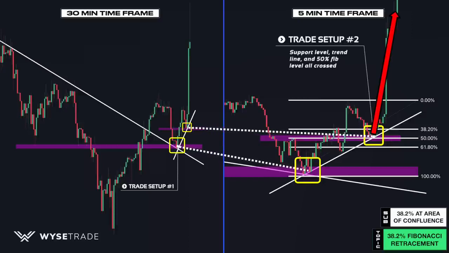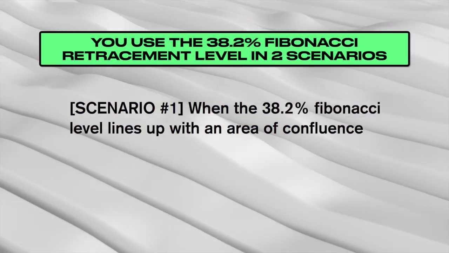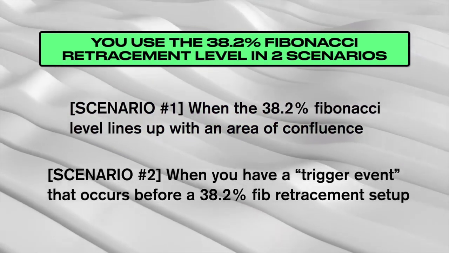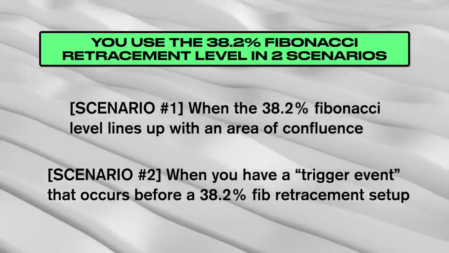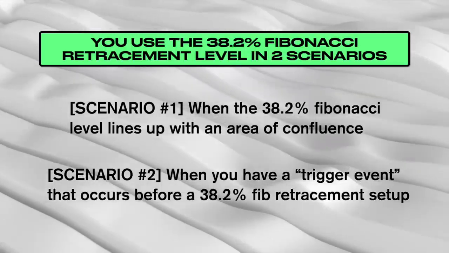Let's now move on to the second scenario for when you would use the 38.2% Fib level. When you have a trigger event that occurs before a 38.2% Fibonacci retracement setup.